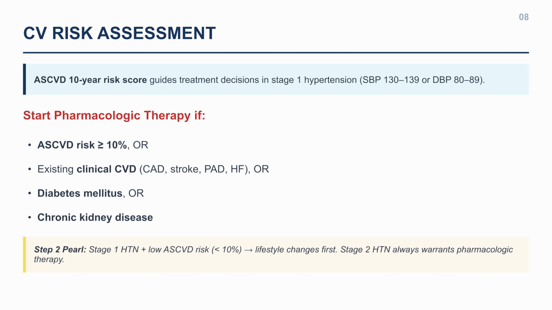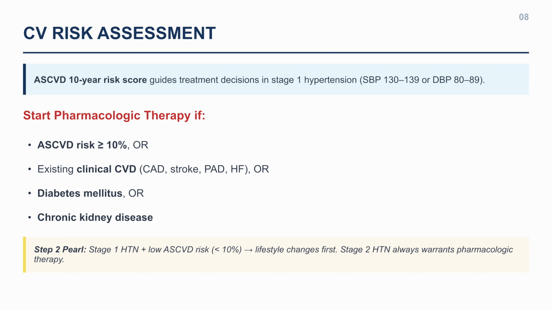white coat effect. The SCVD 10-year risk score guides treatment decisions in stage 1 hypertension, meaning systolic 130 to 139 or diastolic 80 to 89. Start pharmacologic therapy in stage 1 hypertension if any of the following are present. First, an SCVD 10-year risk of 10% or higher. Second, existing clinical cardiovascular disease, such as coronary artery disease, stroke, peripheral artery disease, or heart failure. Third, diabetes mellitus. Fourth, chronic kidney disease.